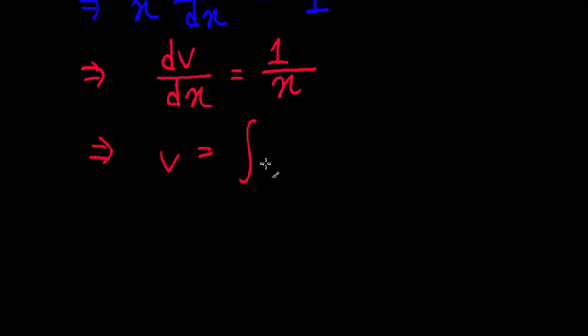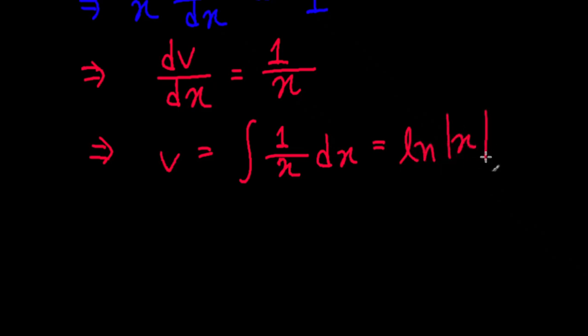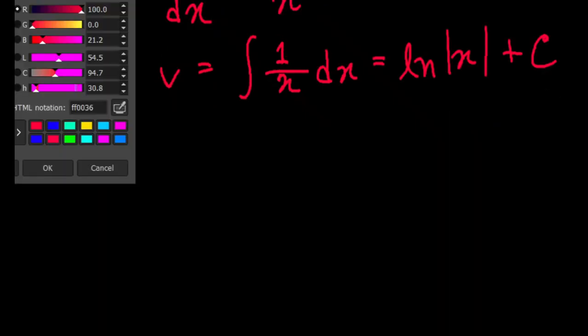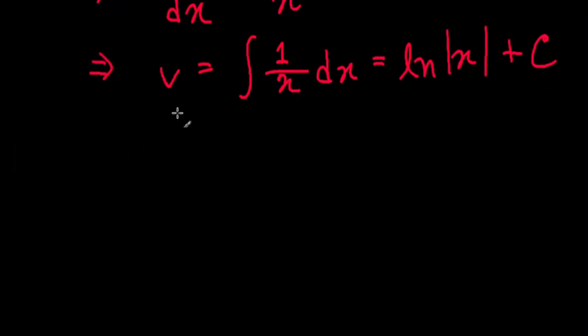It's the integral of 1 by x with respect to x. So if that's the case, we'll get natural log of absolute value of x plus some constant here. Okay, so now what do we see? Well, we can do a couple of things. One thing is we should actually revert our substitution, right?